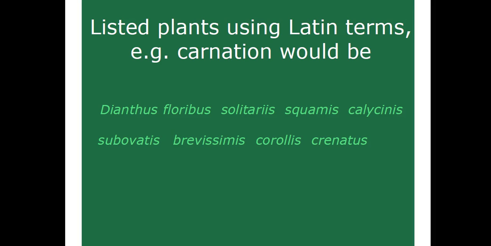Before a standardized system, using Latin terms, the carnation would have been described as Dianthus floribus solitaris squamous calicinus subovatus brevissimus corollus crenatus. A lot of names to remember there. So, obviously, we needed a better system. And, folks, this is how plants were described for thousands of years.